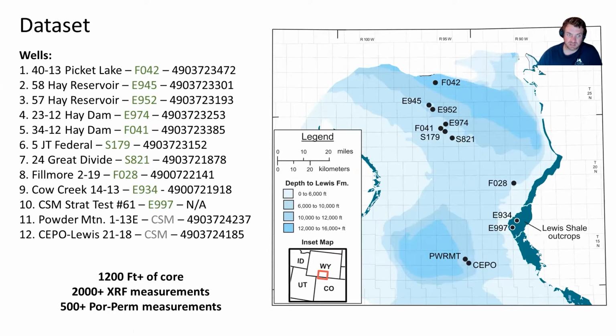The majority of that feet is from number 10, the Colorado School of Mines Strat test number 61, with 2,000 plus XRF measurements. These are handheld helium purged XRF measurements that Jared and I did, and then 500 pore perm measurements. In the early 90s, there was a Lewis consortium at Mines, and they ended up drilling a research core that was behind the outcrop core, which had every well log you would ever want.